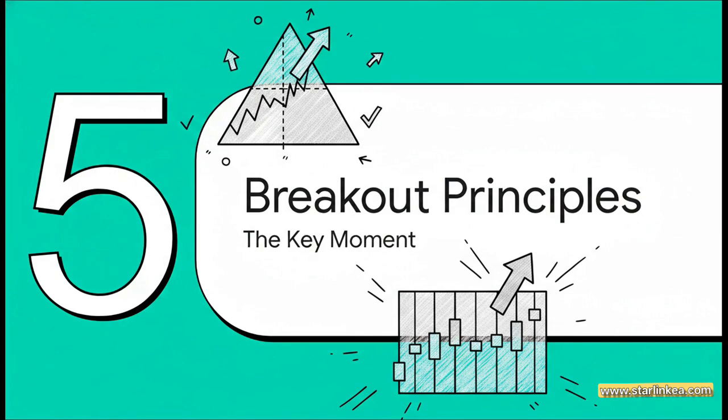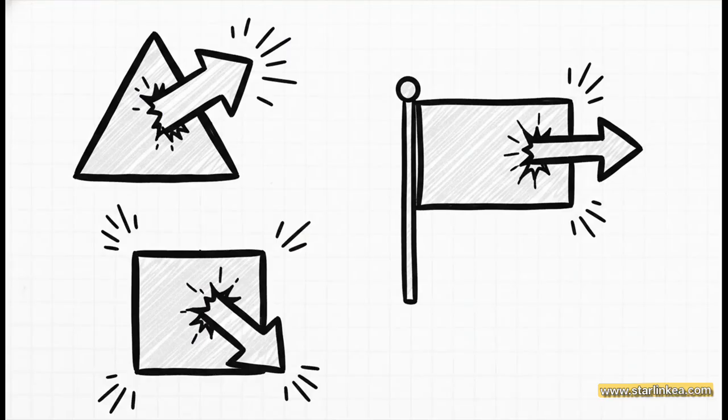Okay, so we've looked at all these really fascinating patterns, but what's the point? How do traders actually use them to make decisions? Well, it all comes down to one critical moment, the breakout. It really doesn't matter what the shape is, a triangle, a flag, a box, whatever. The single most important signal is that breakout. This is that moment of truth, when the price finally breaks free from the pattern's boundaries, and it signals that one side, the bulls or the bears, has decisively won the battle.